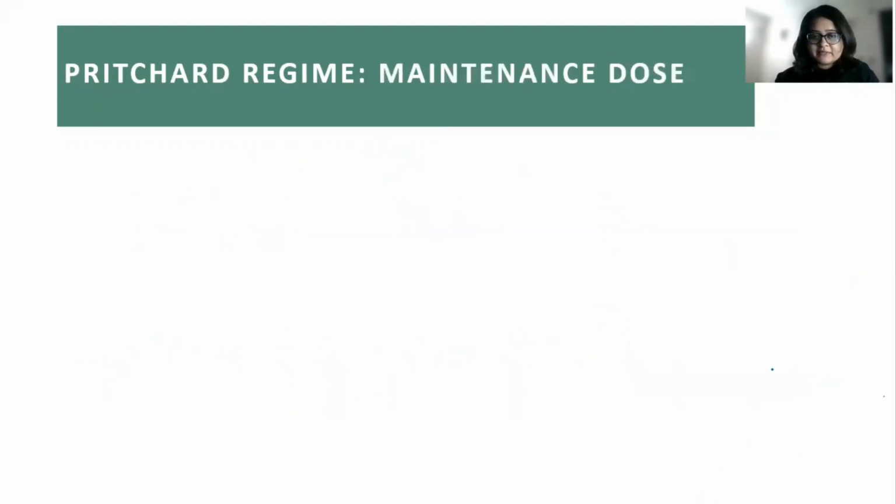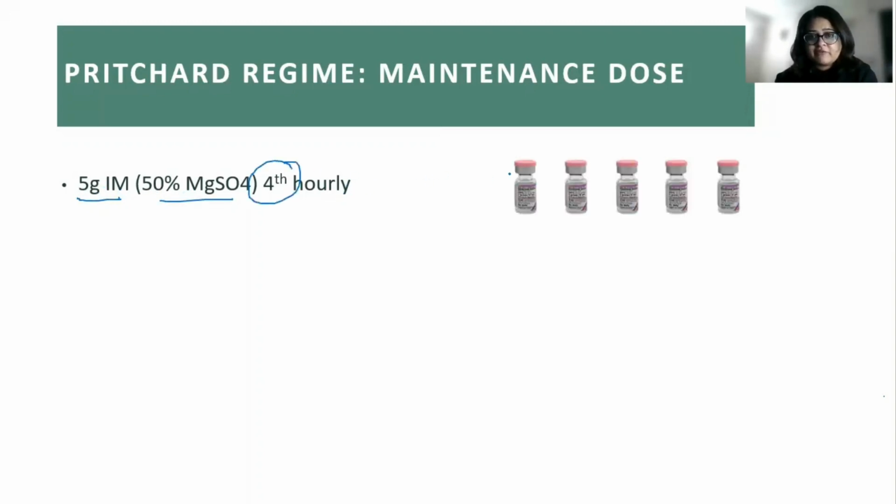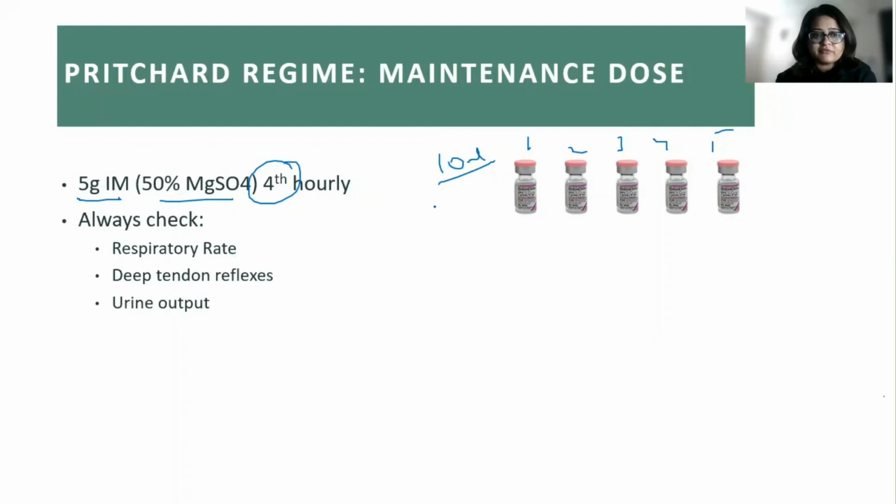The next is the maintenance dose. Okay, so the maintenance dose, as I said, is 5 grams intramuscular, 50% magnesium sulfate, 4th hourly. Okay, so here we have 1, 2, 3, 4, 5 ampules. This will be 10 ml. So 10 ml in alternate buttocks every 4th hourly.